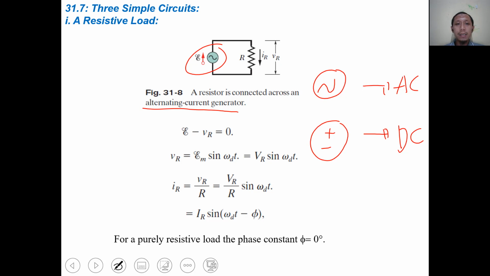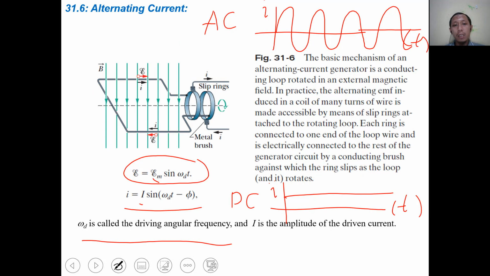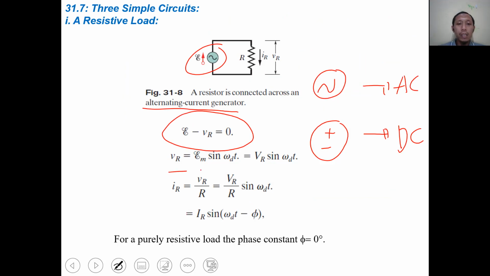So if we connect the resistor to this alternating current generator, as you know from Kirchhoff's law, the total of the voltage in a closed loop is equal to 0. So E minus V_R, the voltage in the resistor, is equal to 0. So V_R is equal to E, and before we said that E is equal to Em sin ω_d t. So we can get V_R is equal to Em sin ω_d t, which is V_R sin ω_d t, and then I_R, the current through the circuit, is V_R over R.